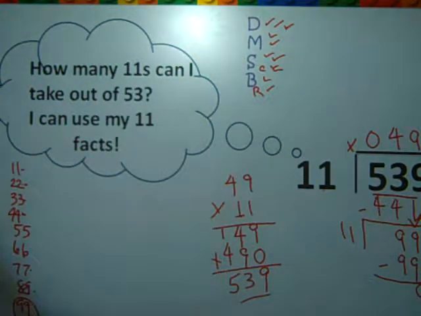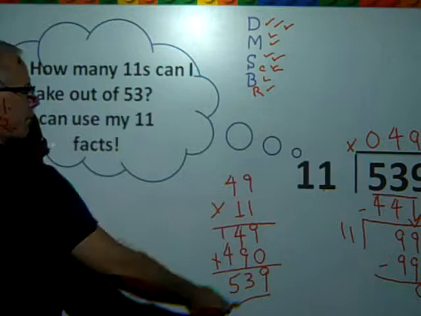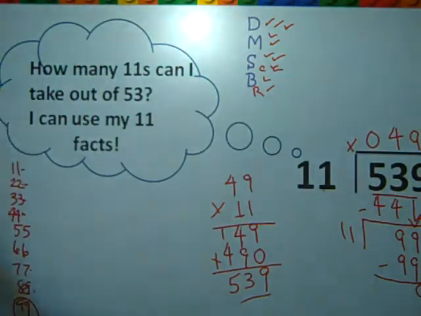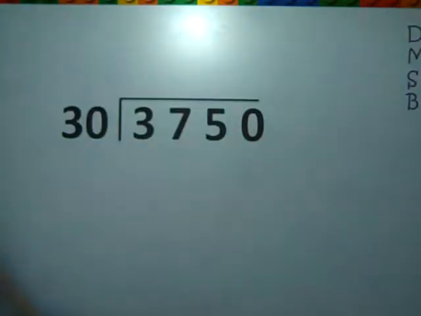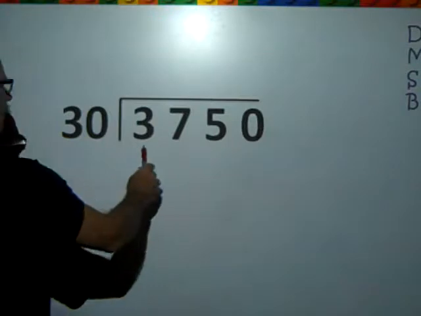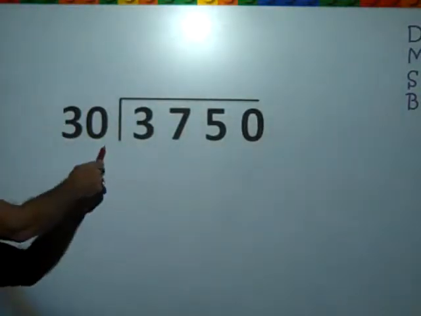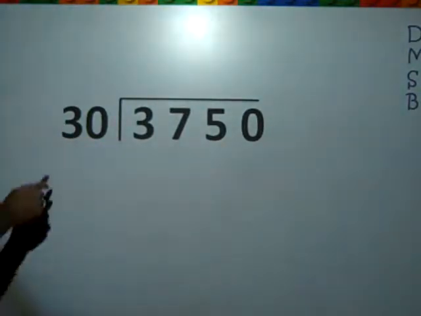We're still using the exact same process. We just have a little bit bigger divisor, and that's okay. Alright? So here is the big trick. We're making a multiples list. I have a really big dividend, and I've got a pretty large divisor. I need to make a multiples list.